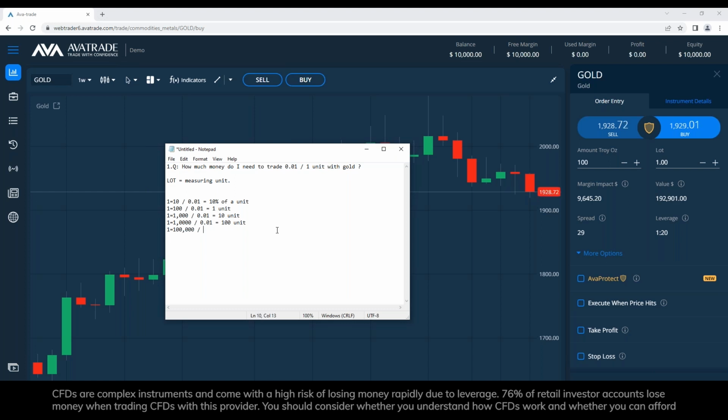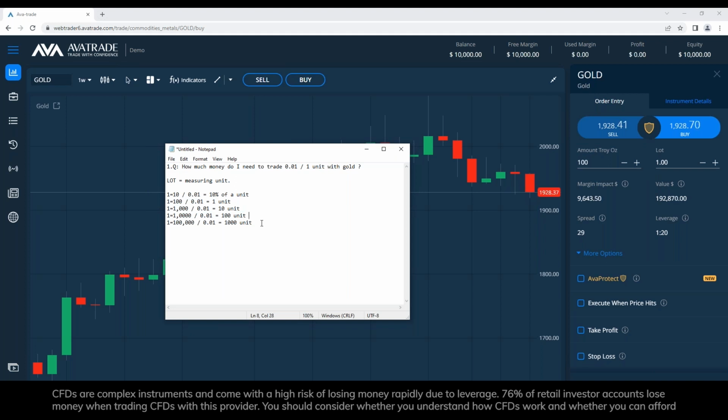Okay, maybe later on I will give you an example, but right now I don't want to waste any time. So that's how the lot size is functioning, guys. When it's 1 to 10, could be indices or something else. 1 to 100, pretty common, what we see here. This could be crude oil or something else.